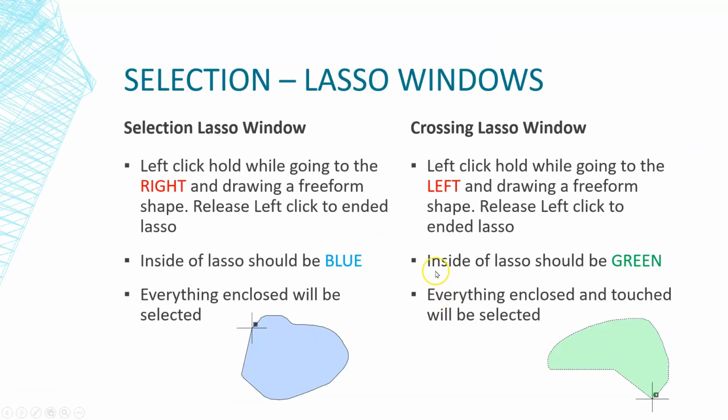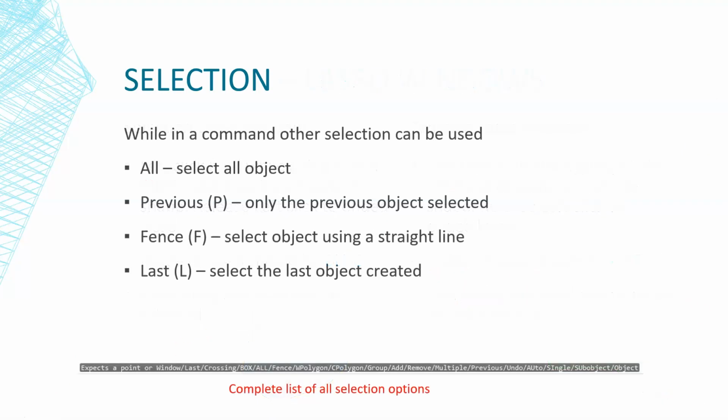The last selection option that we're going to take a look at is, while we're inside of these commands, we have some certain selection options that we can use. I can use all, previous, fence, or last, and here at the bottom is a total list of all the things that I can use. But by far, these are the most common ones I will use.